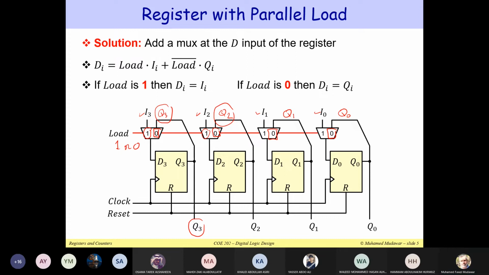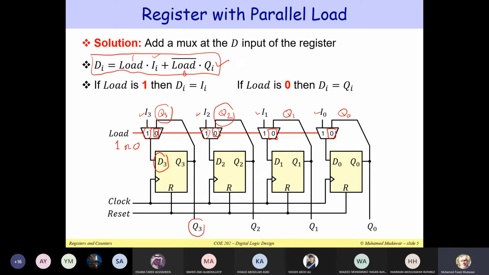Now, these multiplexers, we can describe them with equations. So here, look at any D_i, for example this one. If load is equal to 1, you get I sub i. If load is equal to 0, you have load bar here, and you get Q_i. So basically, this is the equation for the output of the multiplexer. You can write it like this.